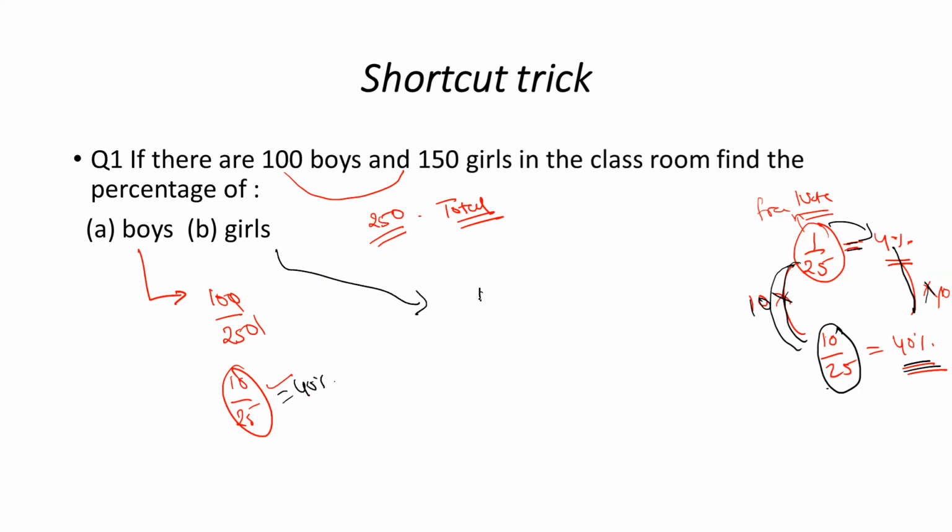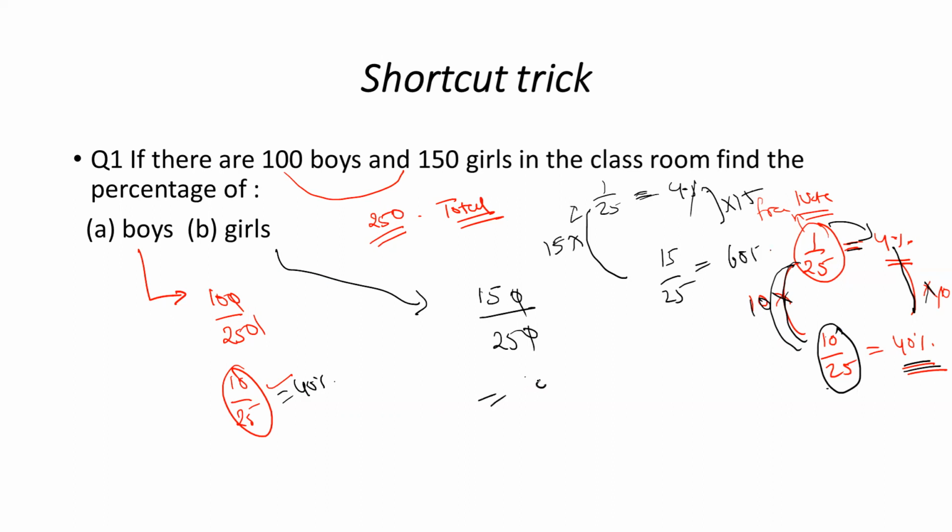And for girls, what will we do? Same, 150 upon 250. Zero, zero cut. What do you have? 15 upon 25. Again, you know that 1 by 25 is nothing but 4%. You want 15 by 25, so you'll multiply 1 by 25 by 15. If you multiply on this side, you have to multiply 15 on this side also. So 15 into 4 will be 60%. Is it easy? 15 by 25 is nothing but 60%.